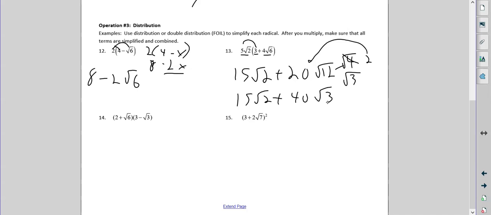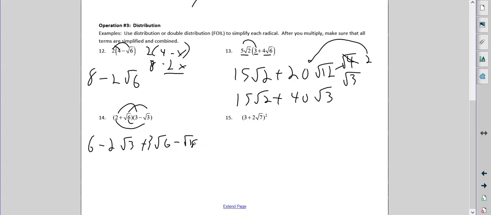And now here we have a double distribution or a FOIL, whatever you want to call it. So I'm going to go first times first, the 2 times the first term, that's 6. 2 times the negative root 3, so that's negative 2 root 3. You just tack it on. Radical 6 times 3 is plus 3 radical 6. Always put the coefficient in front. And last times last is negative 6 times 3, 18.